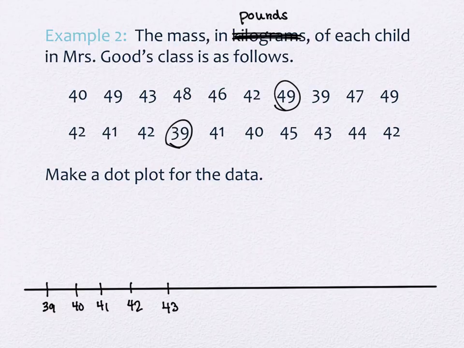So 43, 44, 45, 46, 47, 48, and 49. Okay, so it's not perfect, but it's not bad. My 49 at the end looks a little bit spread out. I think I'm going to shift that over a little bit.